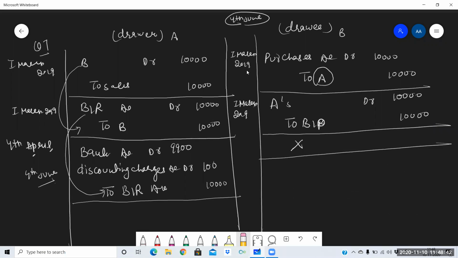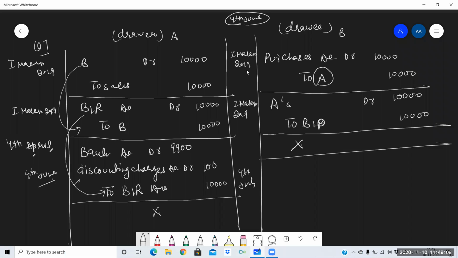Now the maturity date will come on 4th July. So on the maturity date, B will be making payment to the bank. So no entry will be done on the maturity date in the books of A. Why? Because A has already received the money, so he cannot pass a further entry for receiving the payment. Now the bank is the holder of the bill because A has given his bill to the bank.